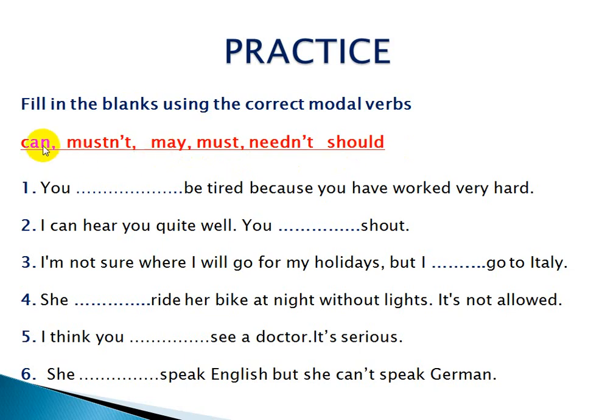Can, if you remember, can express ability or permission. Mustn't, prohibition. May, possibility or permission. Must, obligation or certainty. Yes, that's it. Needn't, lack of obligation. And should, it expresses advice or moral obligation. Now let's start with the first one.